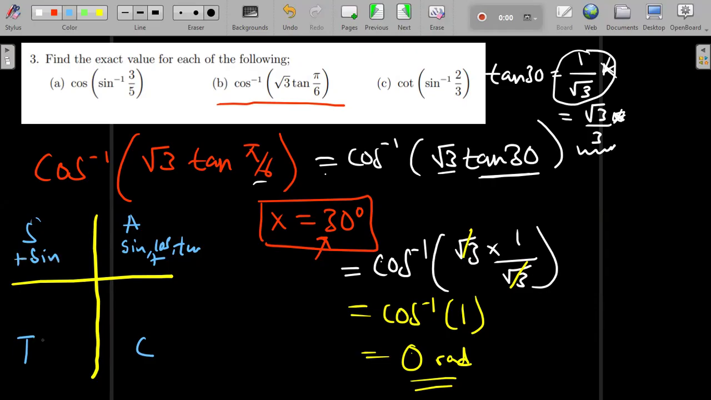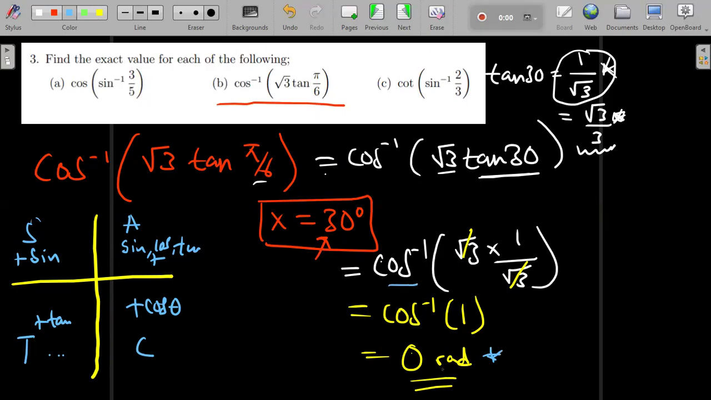Okay, what about in here where I have T? It means only the tan is positive. The cos and the sine will be negative here. And then here where I have the C, it means only the cos is positive. And then the tan and the sine will be what? Negative.